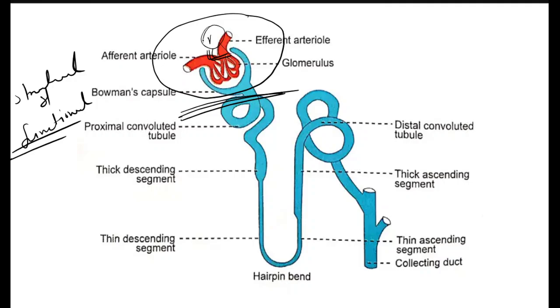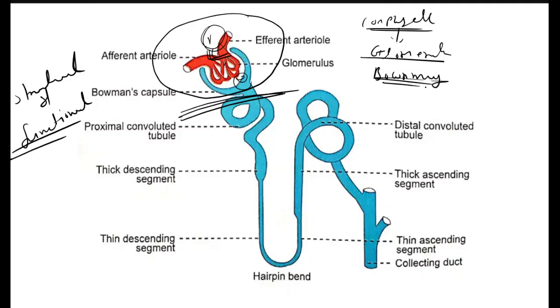This is the first part, which is known as the glomerulus, and the second part, which is the Bowman capsule. So again, the corpuscle part of the nephron is divided into two. The first one is the glomerulus and the second one is the Bowman capsule. Clear?